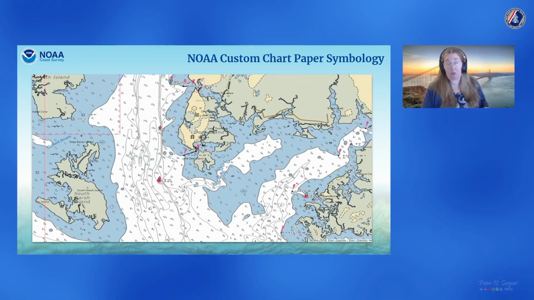Initially, NOAA custom chart showed only S52 symbology. It originally started out looking just like an ENC. And we're slowly working through the symbology and labels to make the output look more like a paper chart.